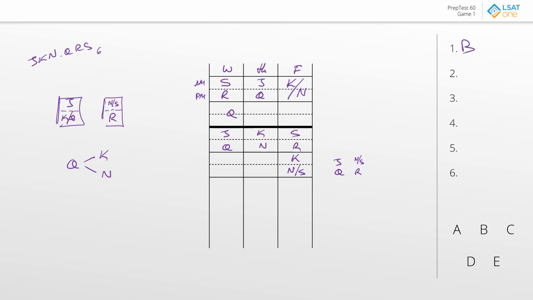Now, that we said I guess we could have. If the J is on Thursday morning with Q over here, that might be okay as long as Q is before K and N, which is plausible. So I suppose that looks pretty good. Let's hold on to A. Just in case, let's take a look at the rest.